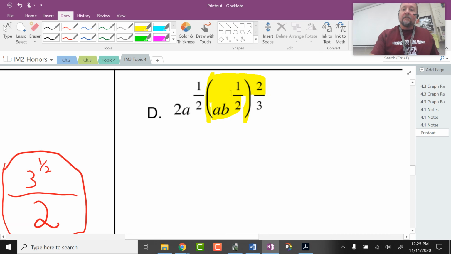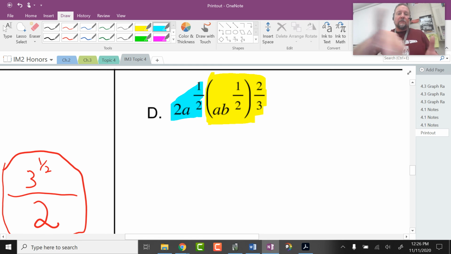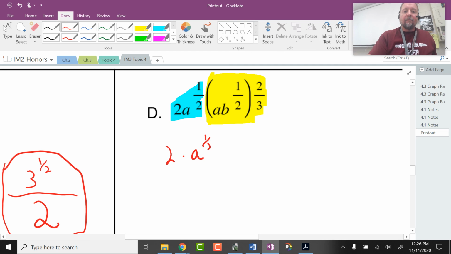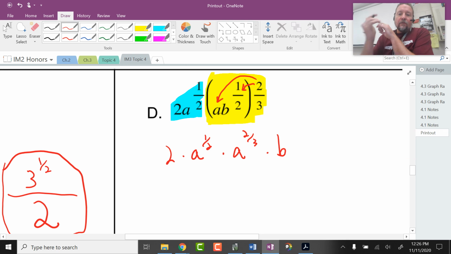So then what I have to do is this. This is a PEMDAS situation. I have to take care of that 2/3 power first before I even think about looking at this, because that's just multiply. So that blue is left alone for a second. 2 times a to the half. What I do is I distribute that 2/3 power, and then this becomes a to the 2/3, and then b to the 1/2 times 2/3. The 2's cancel, and I get 1/3 left over. So b to the 1/2 raised to the 2/3 is b to the 1/3.